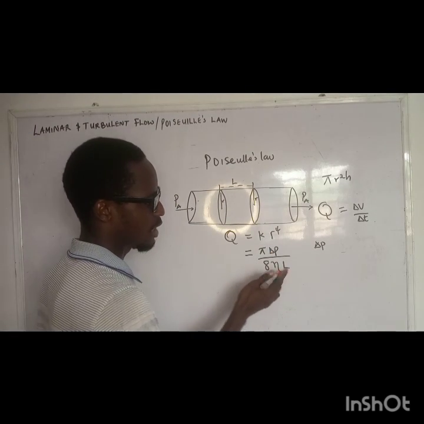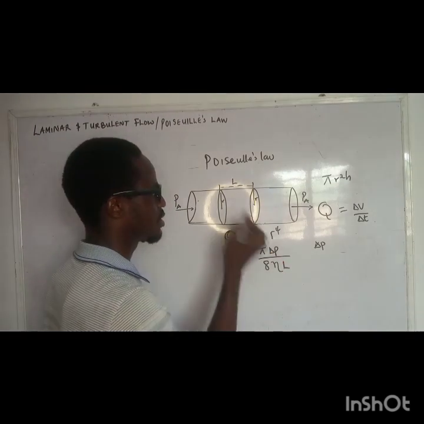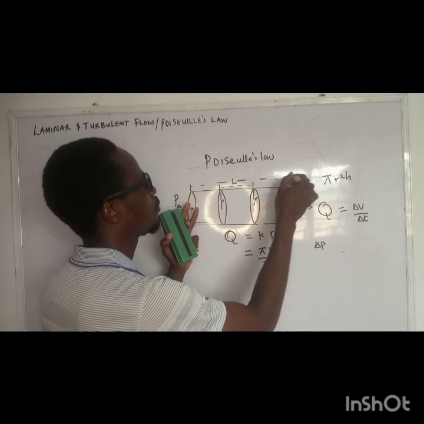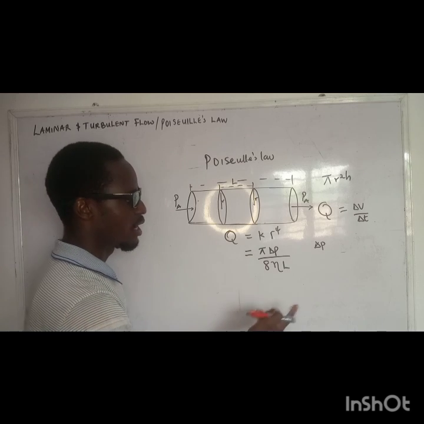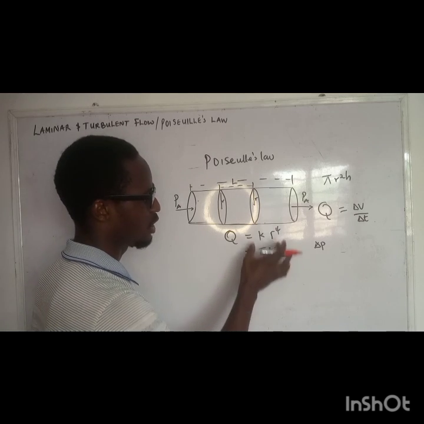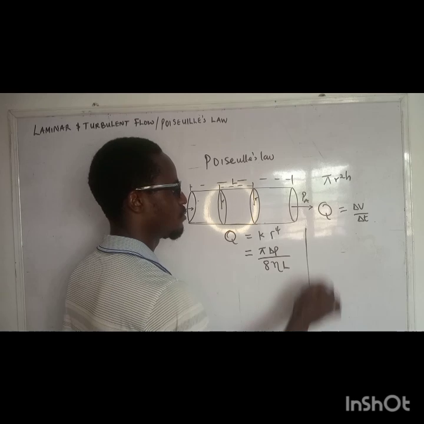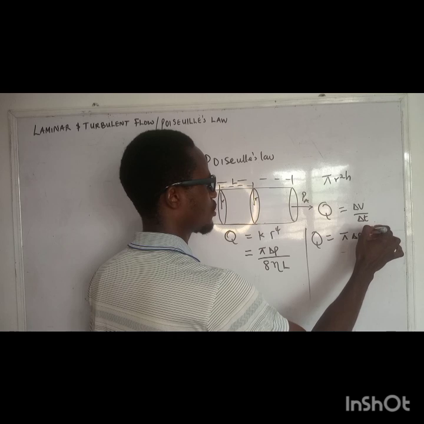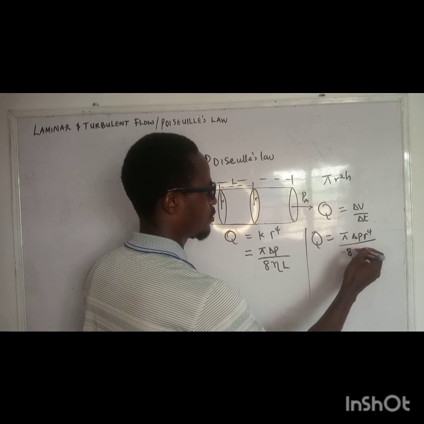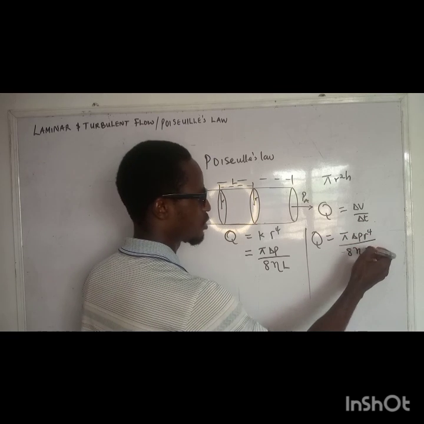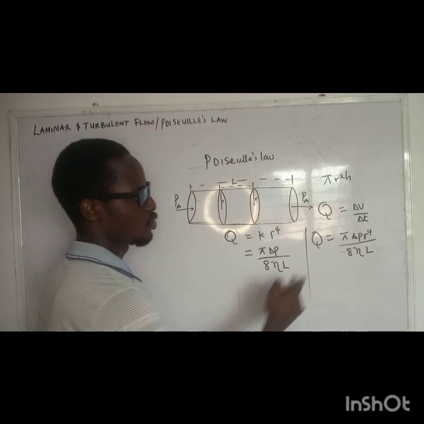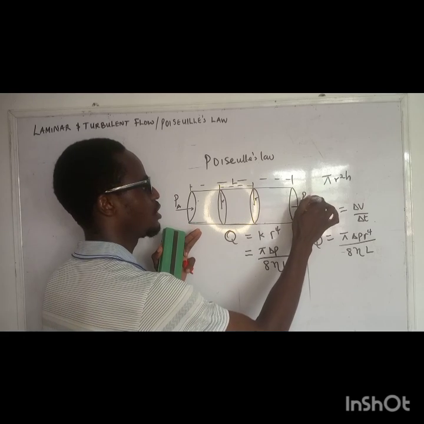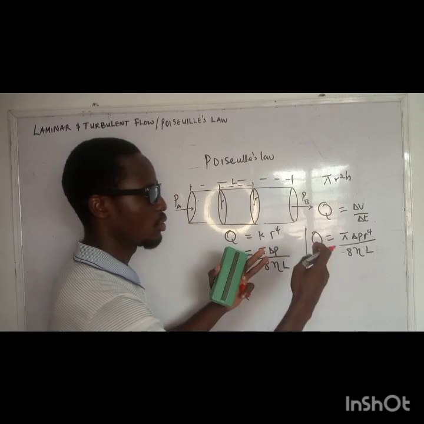Then we have this, and this is the coefficient of viscosity. This is length, a given length, and if you're talking about this point and this point, the length will extend up to this point. This pi is just a constant. If I substitute this into this, I'll have Q equals pi, change in P, r raised to the power 4 over 8 multiplied by the coefficient of viscosity multiplied by length. Don't forget that this change in P has to do with a change in pressure on both ends.